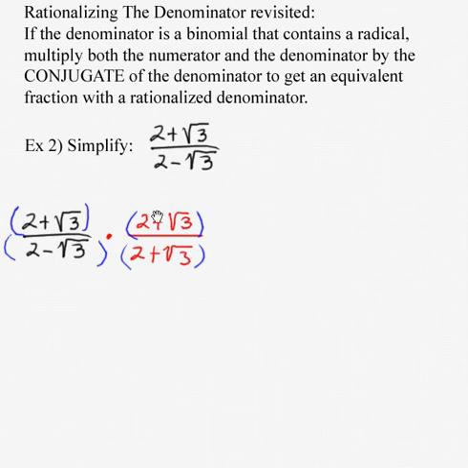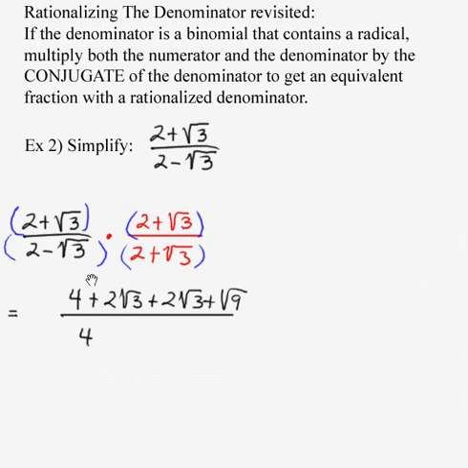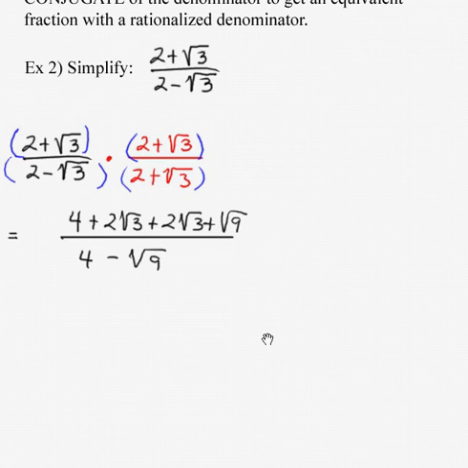And again, multiply both the numerator and denominator by that, because anything divided by itself is still 1. All right, let's multiply them out. In the numerators, we do the first, we get 2. Do the outside, we get 2 square root of 3. Do the inside, we get 2 square root of 3. Do the last, we get the square root of 9. Denominator, we know they're conjugates, so we're going to do the first, which is 4, and the last, which is minus the square root of 9.